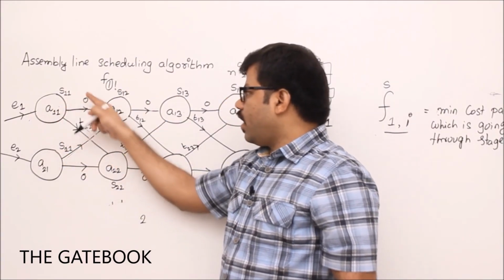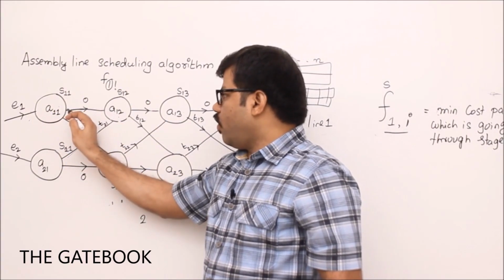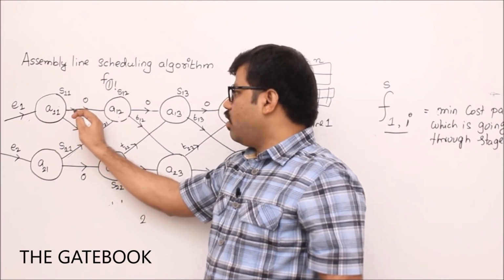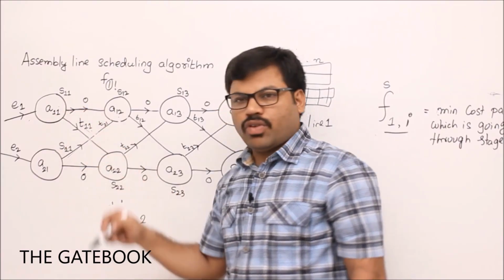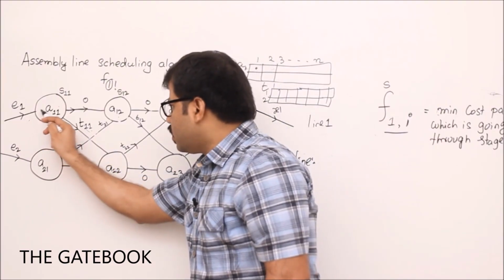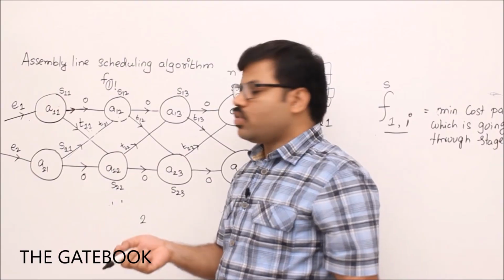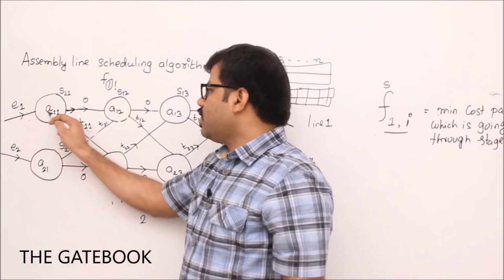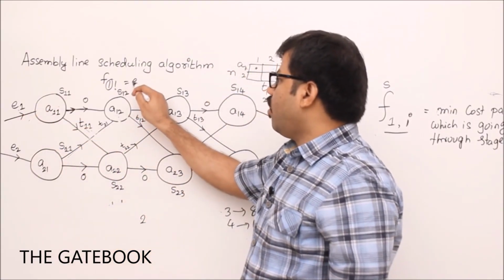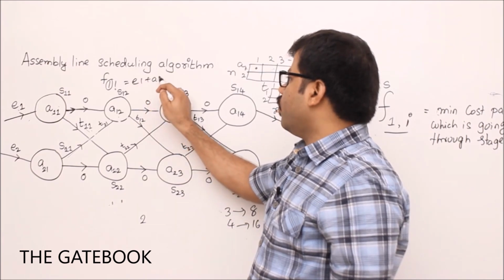In stage number 1 and line number 1, I want to know the shortest path possible which is going through just stage number 1. If any path is just going through stage number 1 from line number 1, what is the cost of that? There is only one cost. What is that? E1 plus A11. So that is the meaning of F11: E1 plus A11.